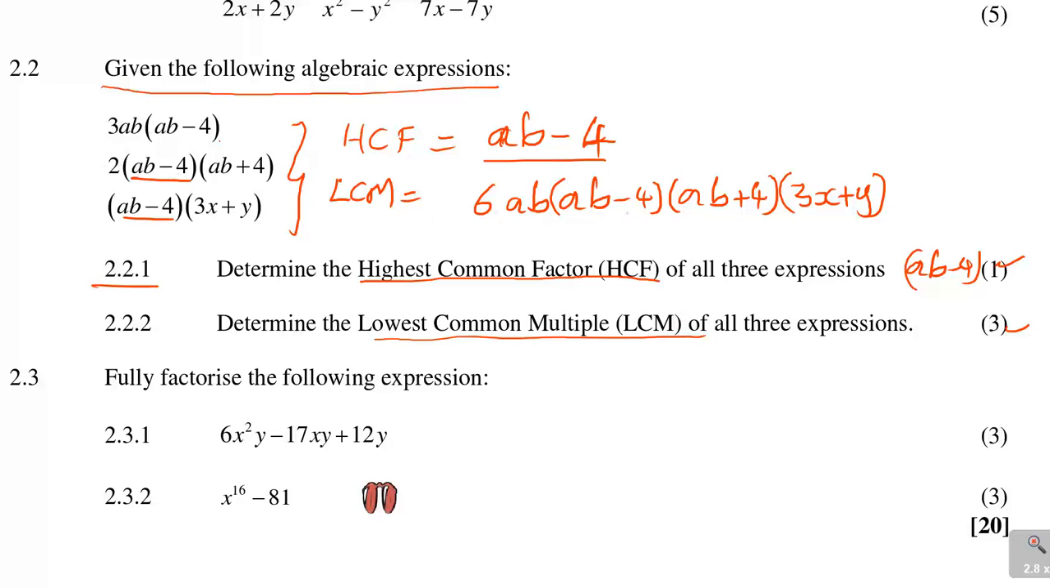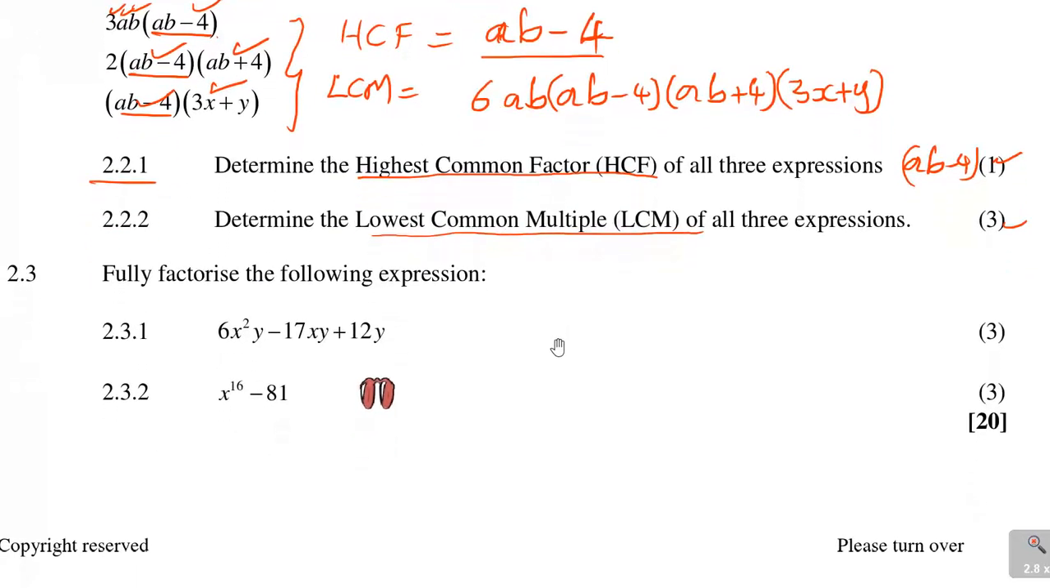6AB, AB minus 4, which is that, and then AB plus 4, which is that, and 3x plus y, which is that. I'm ticking this so that all of them are represented. So that is how you solve this kind of question.